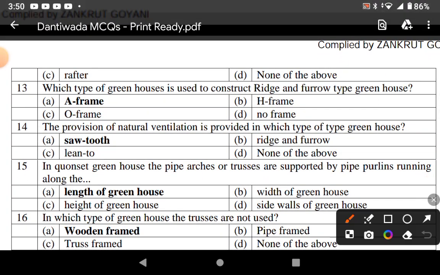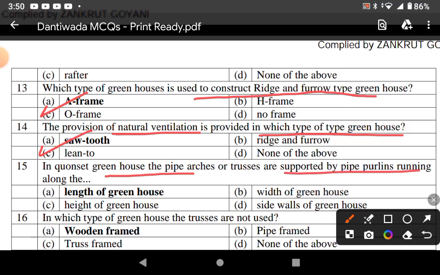Which type of greenhouse is used to construct a ridge and furrow type greenhouse? Answer: A-frame. The provision of natural ventilation is provided in which type of greenhouse? It is sawtooth. In the quonset greenhouse, the pipe arc or trusses are supported by pipe purlins running along the length of greenhouse.